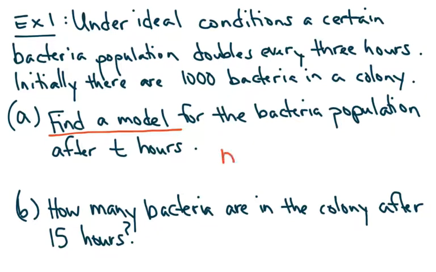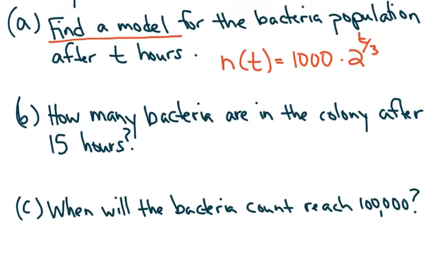So the equation is going to be N(t) equals N₀, which is 1,000 because that's our initial population, times 2 raised to the, well, the doubling time is 3 hours, so 3 goes in the denominator. That's our a. And we don't know what t is, so there's our equation. Now we're going to use that equation in part B in order to solve how many bacteria are in the colony after 15 hours. So we're going to plug in 15 for t.